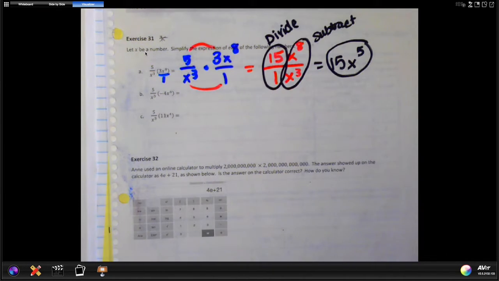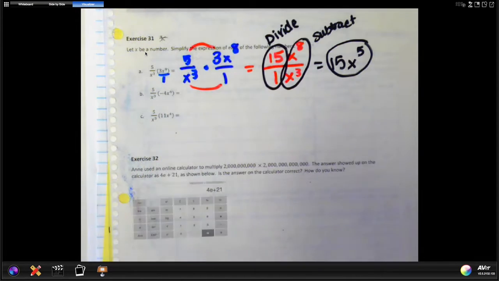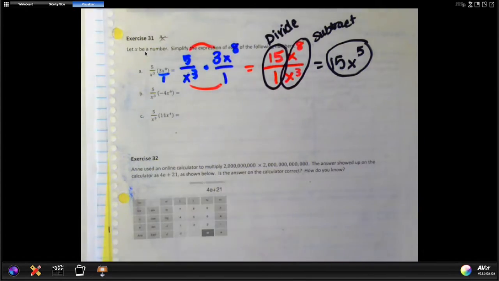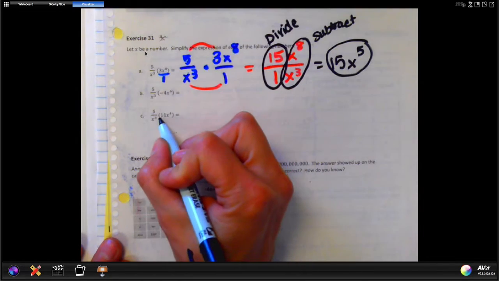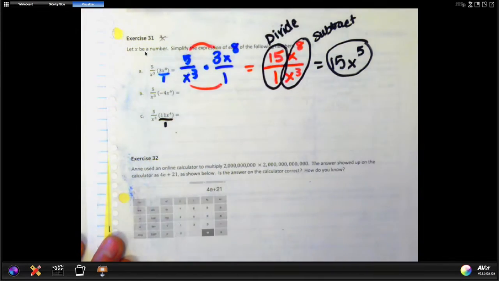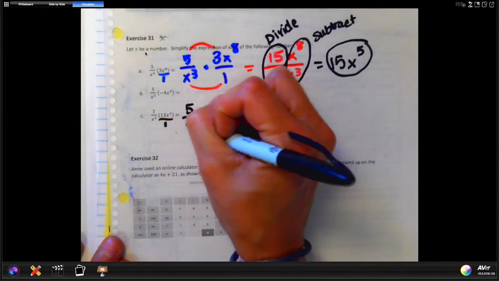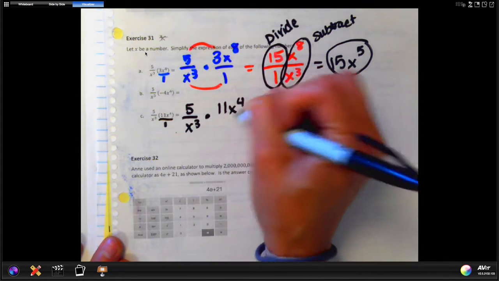Okay, so let's try again. For the sake of the video, what I'm going to do is skip down to part C, and then on your own time, you can go back and do part B. But let's talk about what we do here one more time. So for part C, we have 5 over x to the third times 11x to the fourth. So the first thing, again, is to make that a fraction by putting a 1 underneath. Then we want to rewrite it: 5 over x to the third power times 11x to the fourth over 1.